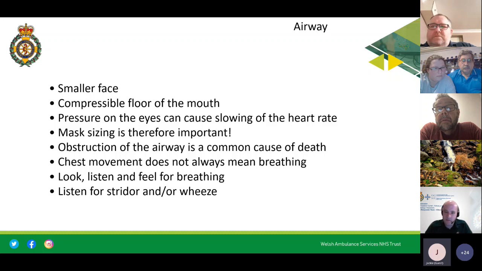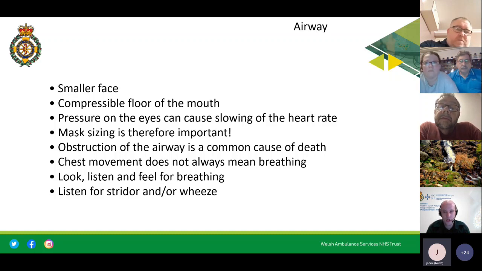What we also need to consider is reflex bradycardia. If we've got a mask that is too big for the child's face and it's going over the eyes, all we're going to do when we're inflating is put pressure on those eye sockets. That in turn will put pressure on the vagal nerve, and the vagal nerve will slow everything down and it will slow the heart rate down. So really important that we've got the correct sizing and we're not going over the eyes.